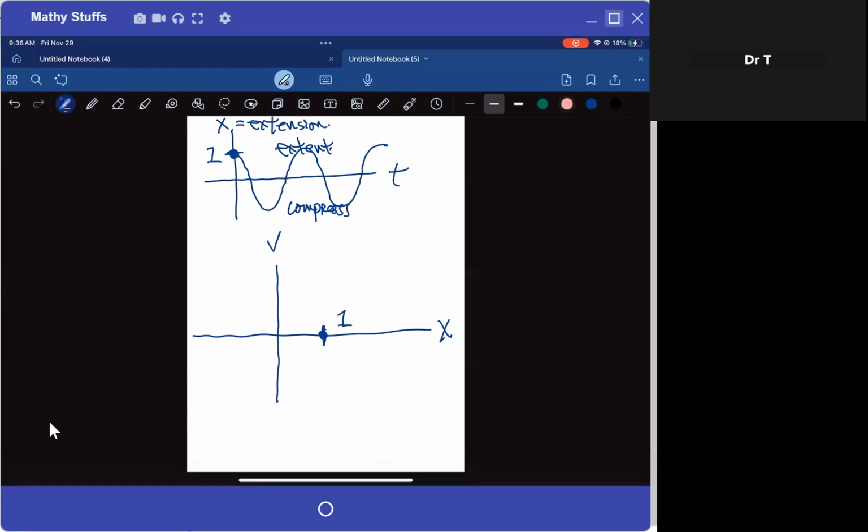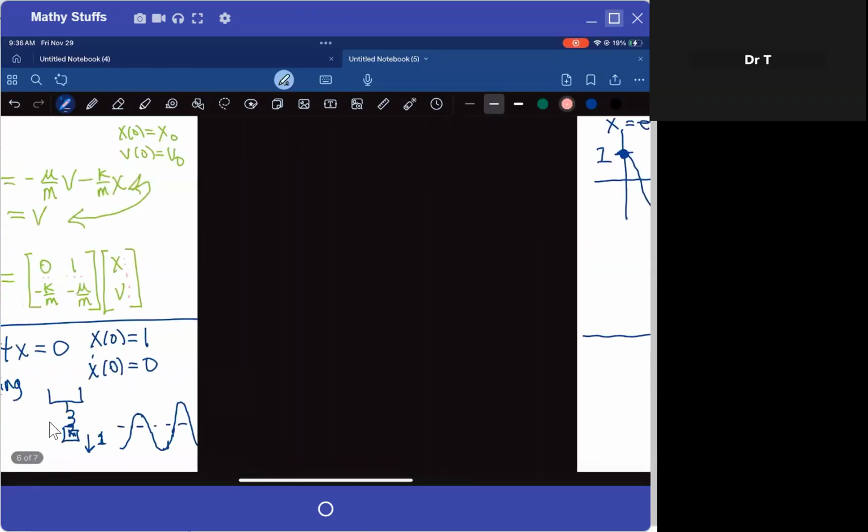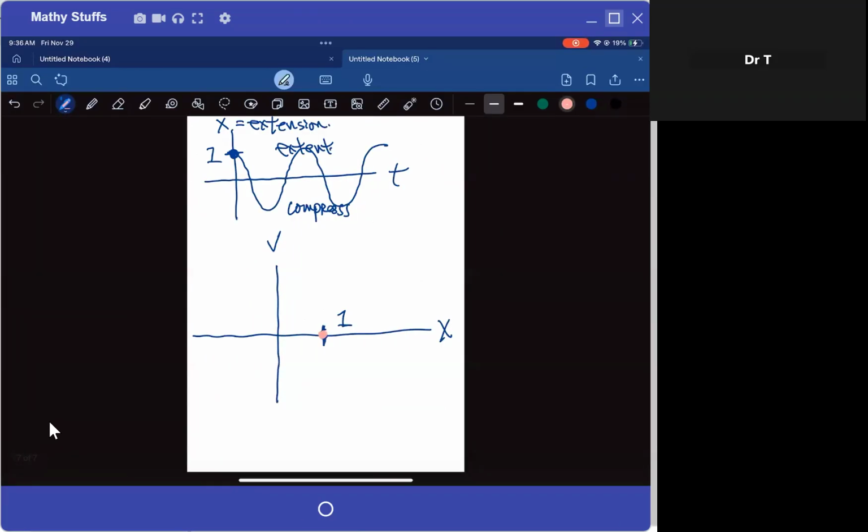Let's get a new color. Let's get nice pink with purple. I started off right there. This was 1 unit of extension, no velocity. Now what's going to happen? We're going to see x. Oh, it's right above me. We're going to see the x coordinate decrease. And the velocity is going to increase.